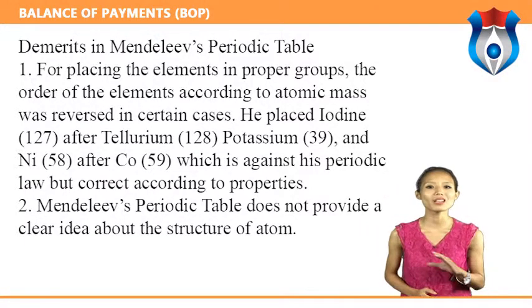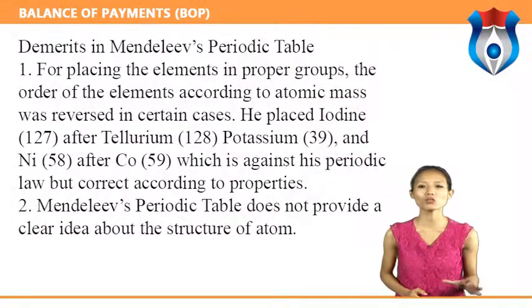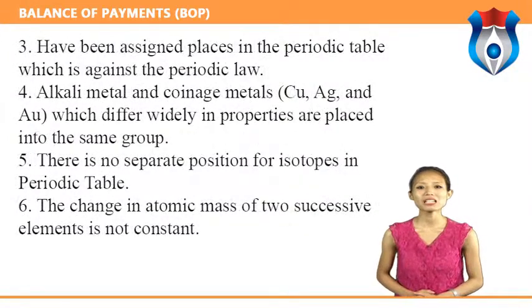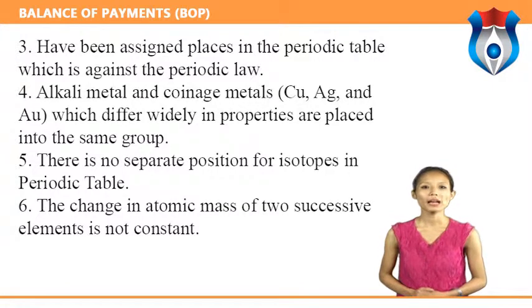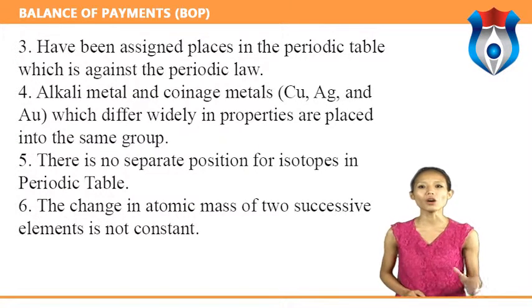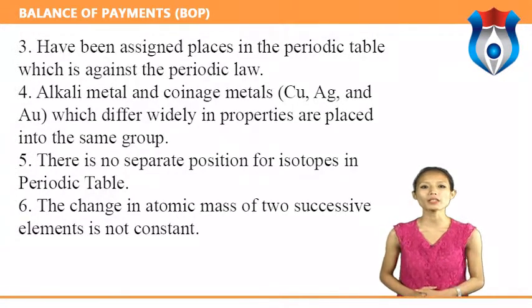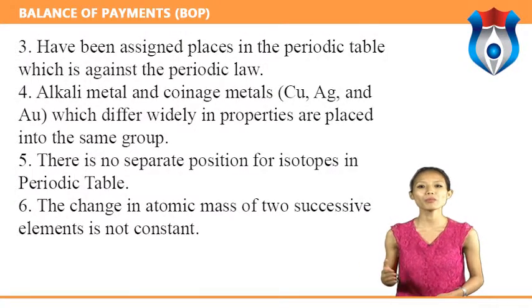Mendeleev's periodic table does not provide a clear idea about the structure of the atom. Some elements have been assigned places in the periodic table which is against the periodic law. Alkali metals and coinage metals, Cu, Ag, and Au, which differ widely in properties, are placed into the same group. There is no separate position for isotopes in the periodic table.